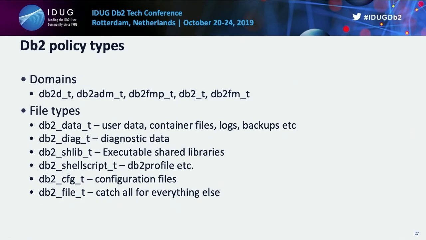So inside the policy are a number of different domains, and we have more than one so that we can tighten that box, right? Because Db2 has more than one process. It's not just the single server process that runs, so that we can control what each can do. So there's a primary Db2D domain for the engine. There's a Db2 admin domain.